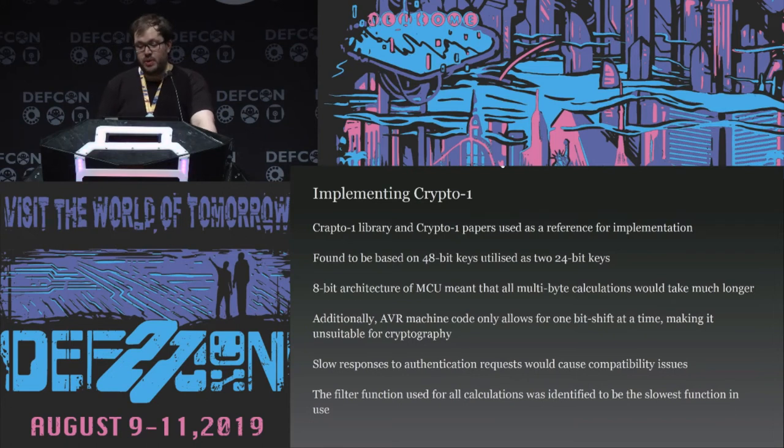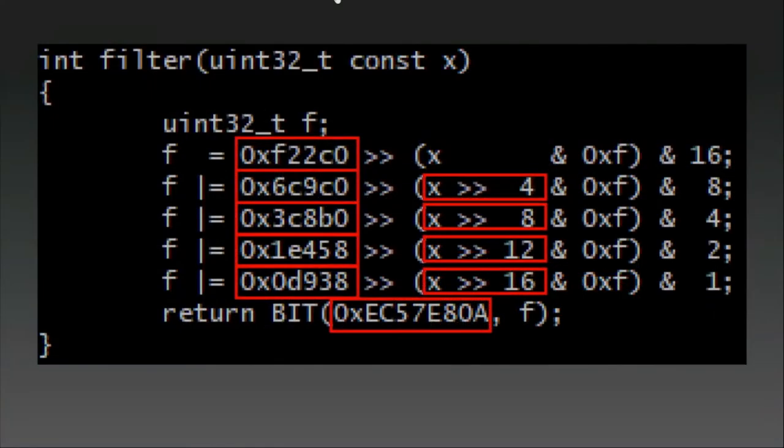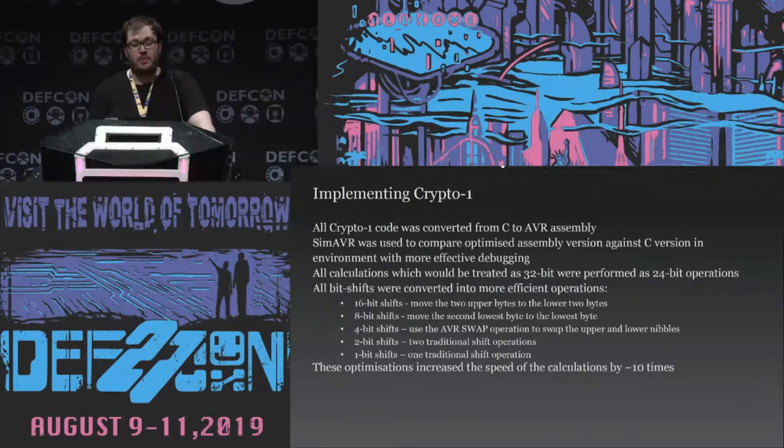I identified that the big problem was in the filter function of Crypto1, which has a lot of multi-byte shifts and calculations going on. So I identified all the parts where everything was going to be slow and all the communication wouldn't work, and I calculated these in order to work out how I could improve their speed using assembly rather than C. So all the Crypto1 code was converted from C to assembly by hand in order to make sure that I could speed up anything I needed to.